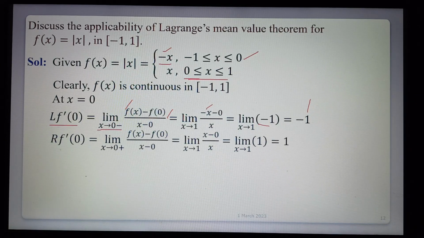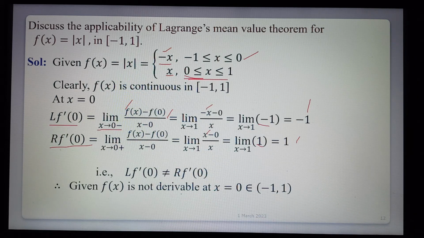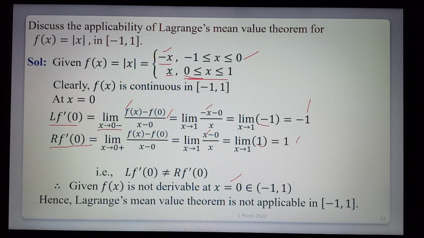Similarly, the right hand derivative R f dash of 0 is limit x tends to 0 plus f of x minus f of 0 by x minus 0. And x tends to 0 plus means x greater than 0, f of x is x. That is x minus 0 by x, x by x is 1. So the right derivative is 1. So both are not equal. The left derivative is not equal to the right derivative. So the given function is not differentiable at x is equal to 0, and 0 belongs to minus 1 comma 1. Therefore, Lagrange's mean value theorem is not applicable in the closed interval minus 1 comma 1.